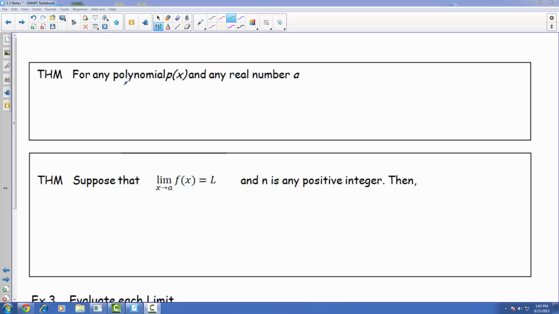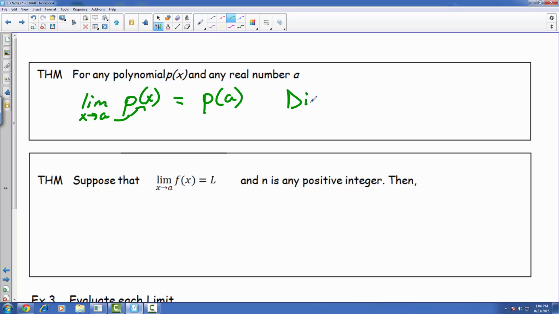It pretty much just states that for any polynomial p of x and any real number a, if we have the limit as x approaches some a value of that polynomial function, then we can also just go ahead and throw that a into the actual function. So we would end up then with p of a. This is known to be that direct evaluation that we've been talking about. So again, there is the formal definition that says you can go ahead and throw that value into that polynomial.